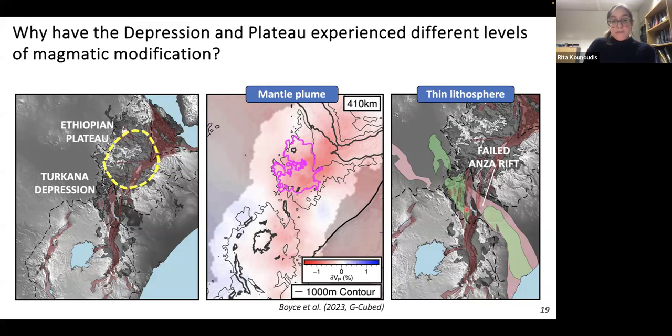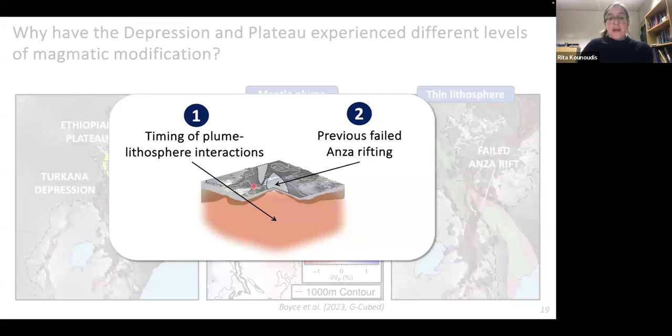And we think this could be because of one of two reasons, perhaps. Firstly, the African plate has not been stable. It's been drifting steadily northwards through time. So perhaps the timing of plume-lithosphere interactions between the depression and further north matter. Or perhaps this previous failed rift that we call the Anza rift through the depression may have somehow suppressed its potential to modify further.